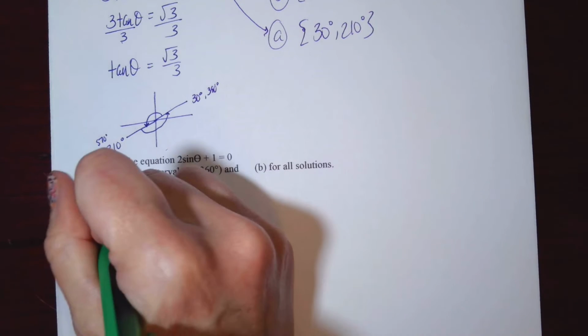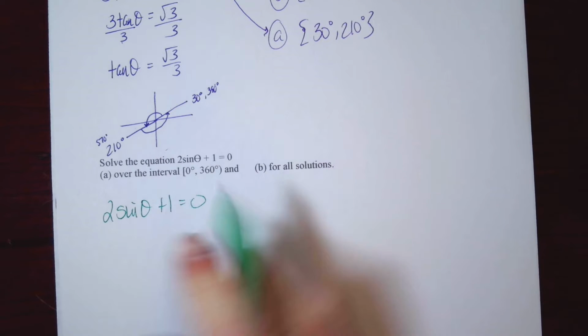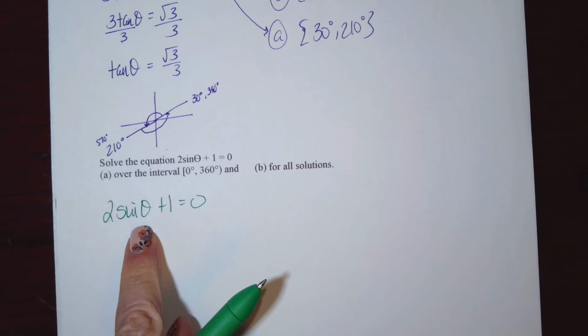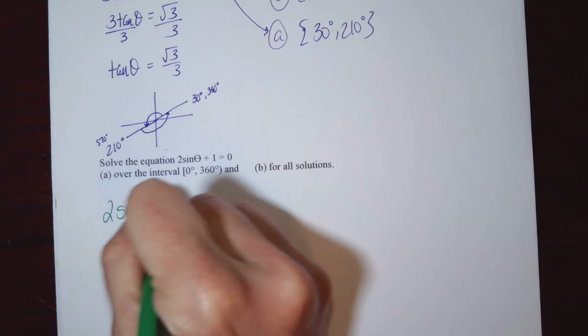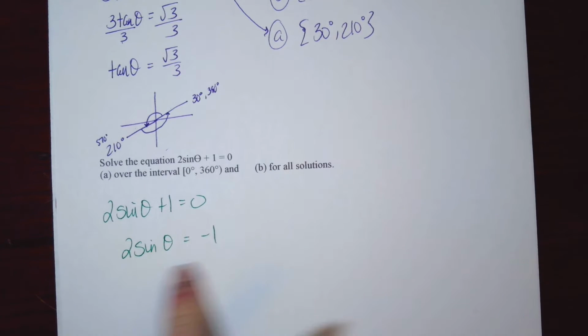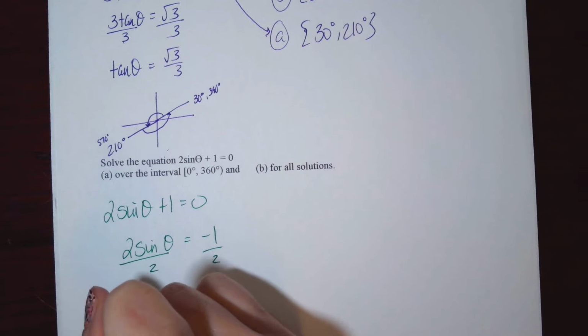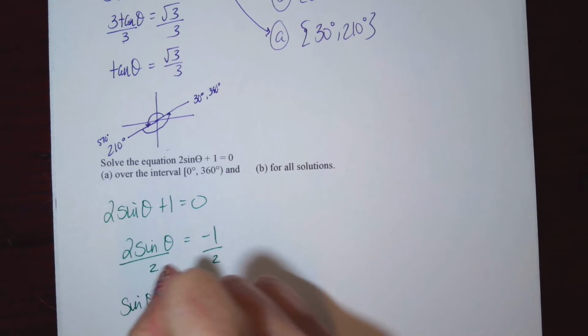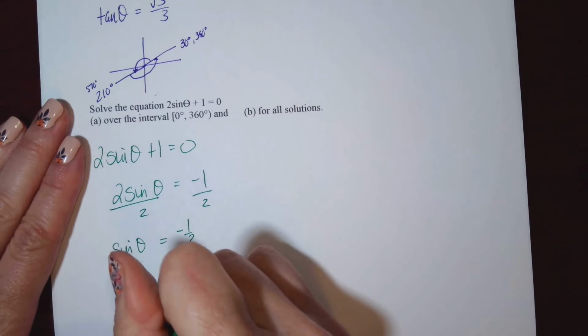All right, I've got my equation, 2 sine theta plus 1 equals 0. I need to solve for theta, so we're going to start algebraically. I need to move that 1 over, so I'm going to subtract it. So 2 sine theta equals -1. Divide both sides by the coefficient, and I have sine theta equals -1/2. Well, I need to know what angles theta make this true.